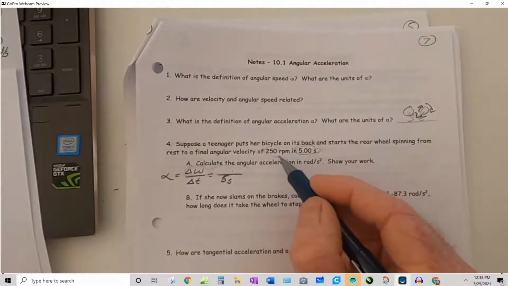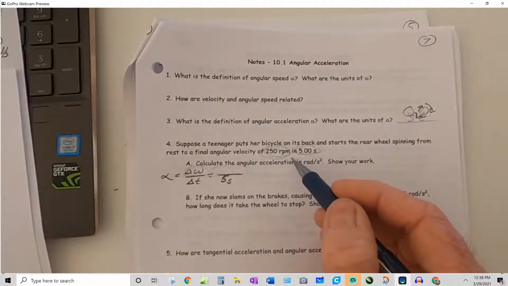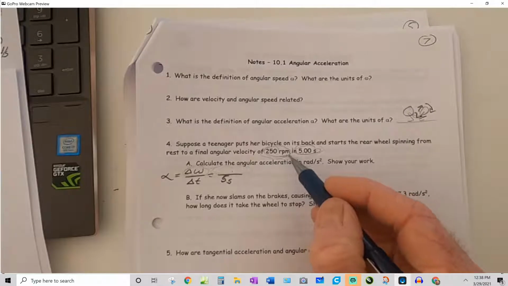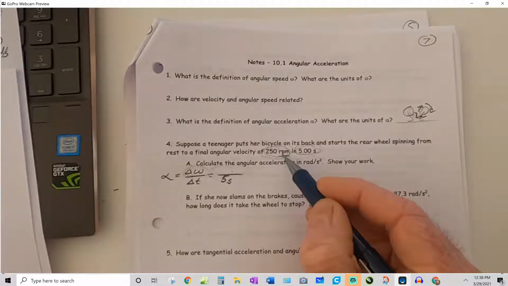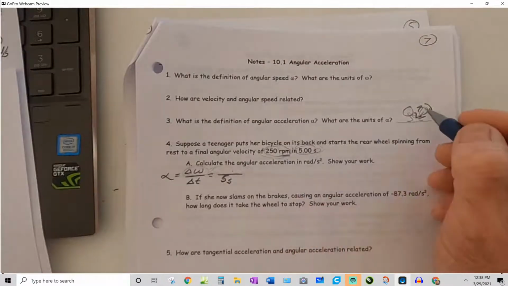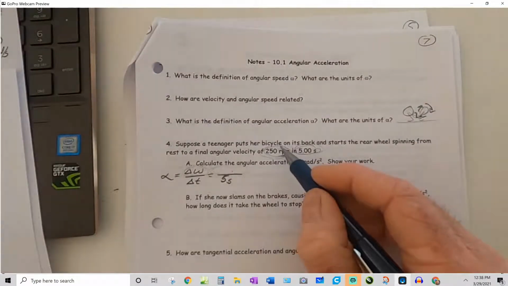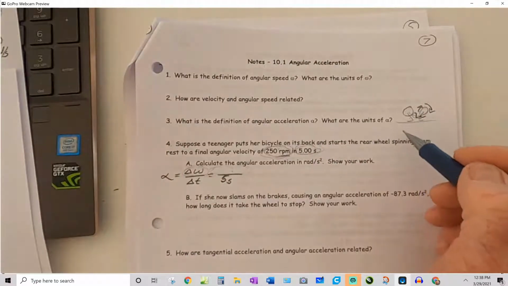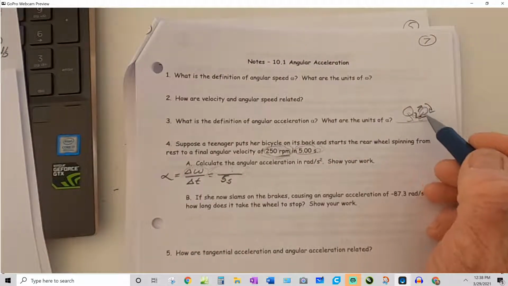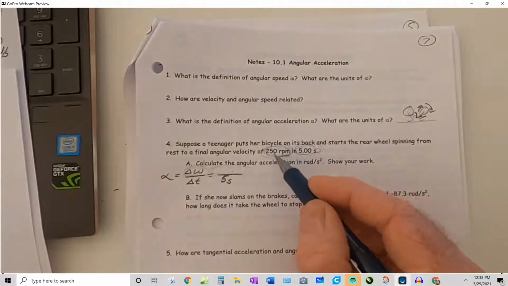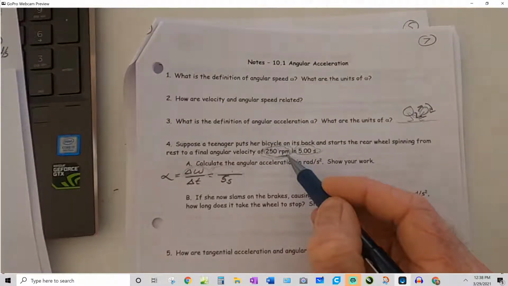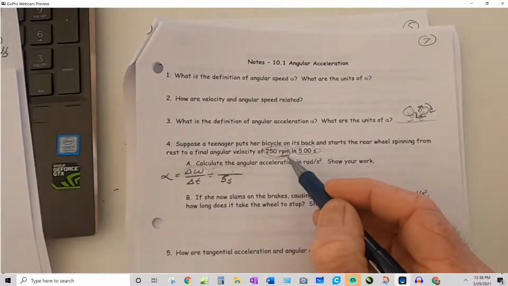So 250 RPM, this is an angular measurement. It tells us not how far a point on the wheel is moving. So if you were riding this bike and you were going at this rate, we wouldn't know how many meters per second you were going. This would just tell us how many rotations are happening. So this is a nice angular unit, but we need the angular unit of radians per second, not RPM.